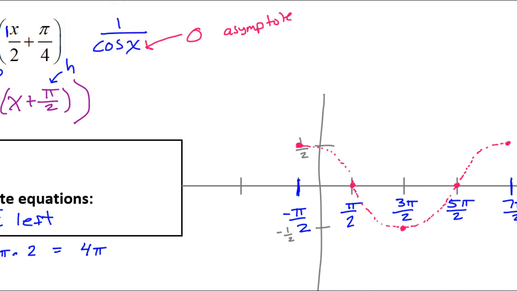So let's go. Alright, I got a vertical asymptote here. And another vertical asymptote here.